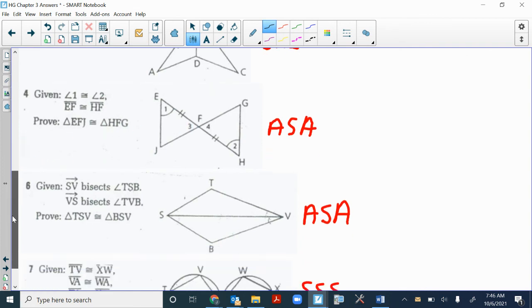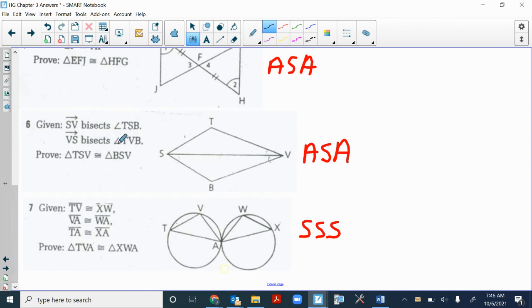All right, and then with number 6, we're told about bisecting angles here. If you are bisecting angles, you will know that that's congruent to that, and then this one is congruent. Sorry guys, I'm trying to do this with my mouse because it was not working earlier with my stylus. So we have those angles congruent, those angles congruent, and then just like 2 above, we have a shared side, which means SV is congruent to SV. So we do have angle side angle, whenever you have those angles that are shared.